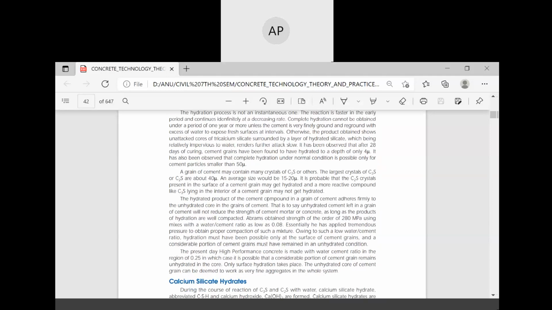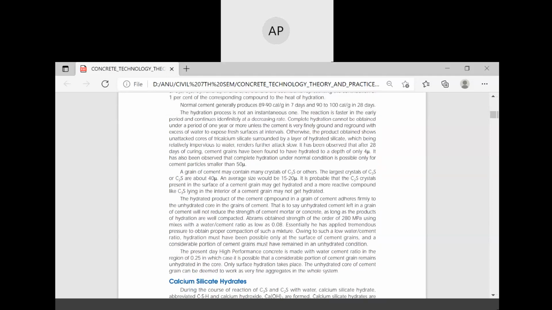The hydrated product of cement compound in a grain of cement adheres firmly to the unhydrated core. That is to say, the unhydrated cement left in a grain of cement will not reduce the strength of cement.